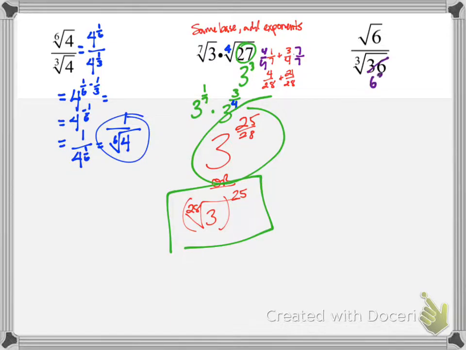36 is a power of 6, so I can actually do some magic here too. So square root of 6 is 6 to the 1/2. 6 squared cube root is going to be 6 to the 2/3. Remember, the root is the bottom of the fraction.